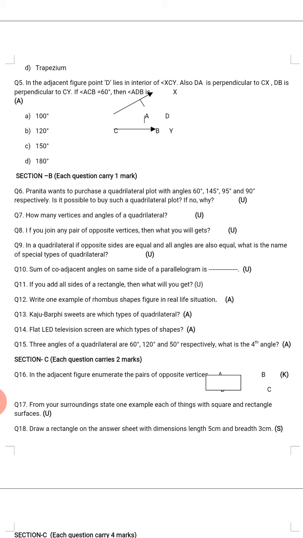Now question number 10, sum of co-adjacent angles on the same side of a parallelogram is dash.